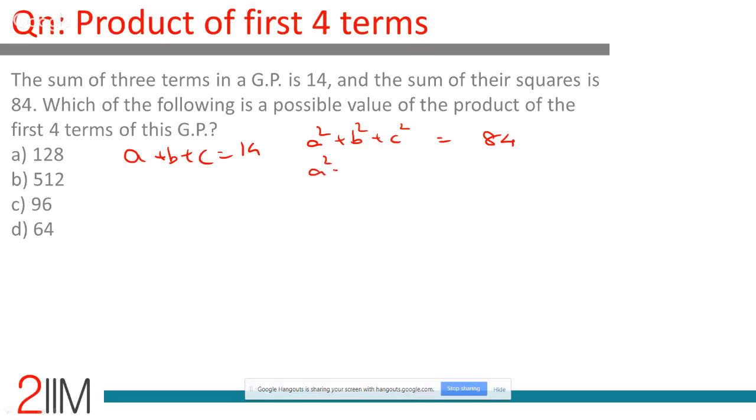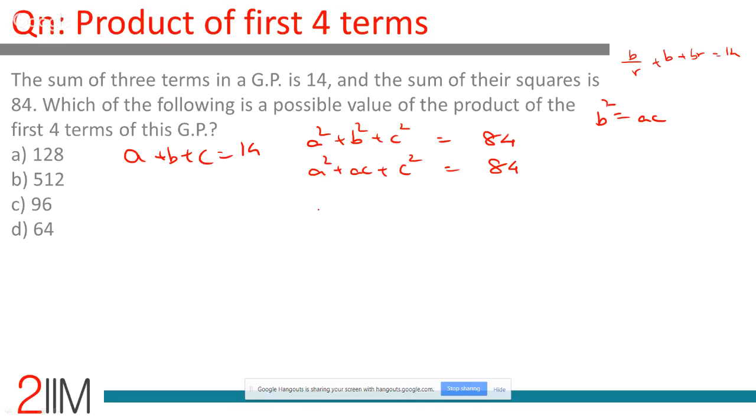Or A square plus AC plus C square equals 84. We know that we can get B, since B square equals AC. The other way of thinking about it, you can say B by R plus B plus BR is 14, and B square by R square plus B square plus B square R square is 84. And then simplify that and plug in this way.